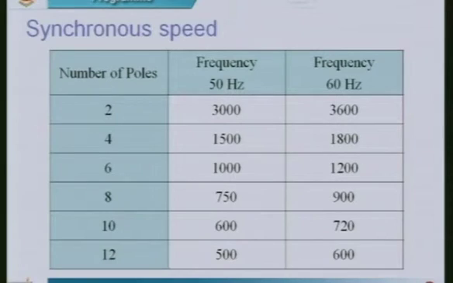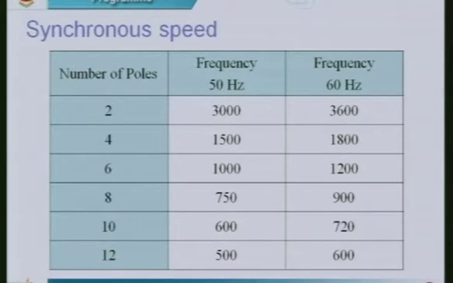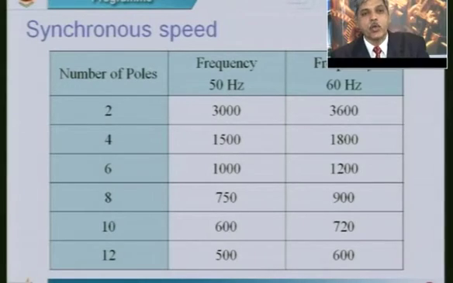I have a table here indicating different numbers of poles for the induction motor and two different frequencies normally used. The comparison is like this: the minimum number of poles to which the stator of the induction motor can be wound is 2. I cannot have a single pole. So when the minimum number of poles is 2, 120 f divided by p, if the frequency f is 50 Hertz, 120 into 50 divided by 2 will give you 3000 RPM. This is the maximum speed possible for an induction motor in our country.